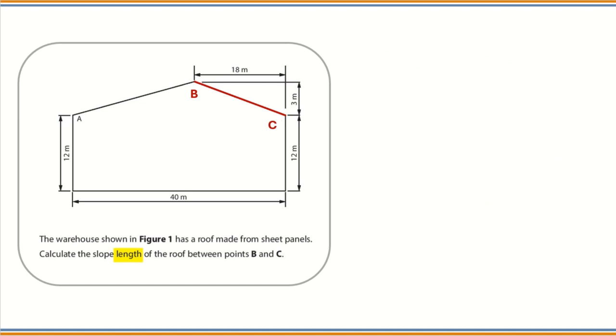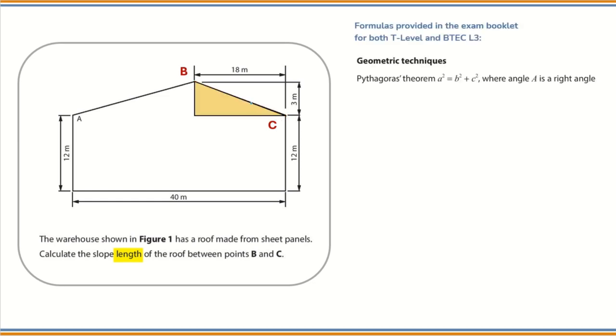And now we can continue with the second part of the question, where we will have to calculate the slope length of the roof between points B and C. To be able to calculate this length, we need to realize that this line is part of a triangle, a right angle triangle, and this line from B to C is the hypotenuse of this triangle. To be able to calculate this line, we need to use Pythagoras theorem.